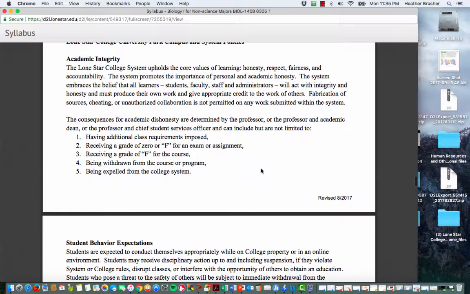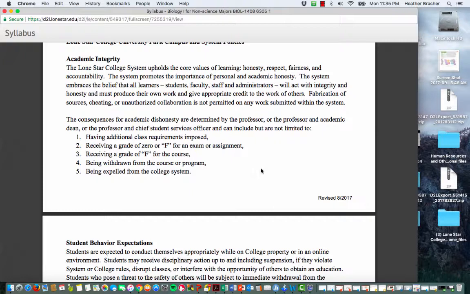Or if it gets to that point, the academic dean, and I will report you if I have to. But there, you can get additional assignments imposed on you in a class. You can receive a 0 or an F on an exam or assignment. You can receive an F for a whole course. You can be kicked out or withdrawn from the course or program, or you can actually be expelled from the college system.